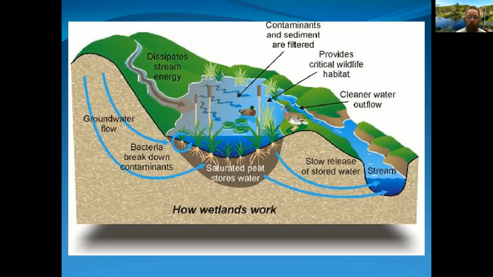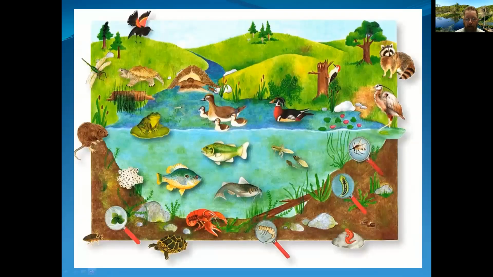But maybe most importantly, they're going to provide critical habitat to a lot of our wildlife. Like I mentioned earlier, wetlands are considered to be one of the most biologically diverse ecosystems. So there's a great many plants and animals that live in and around wetlands. And today I'm just going to talk about a few of those, because otherwise we could go on for hours and hours talking about all the different animals that live in wetlands.